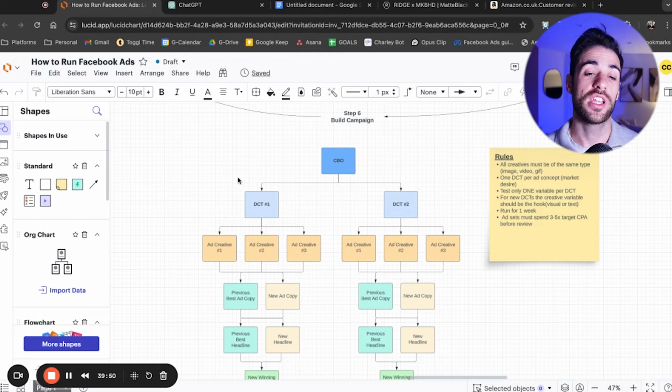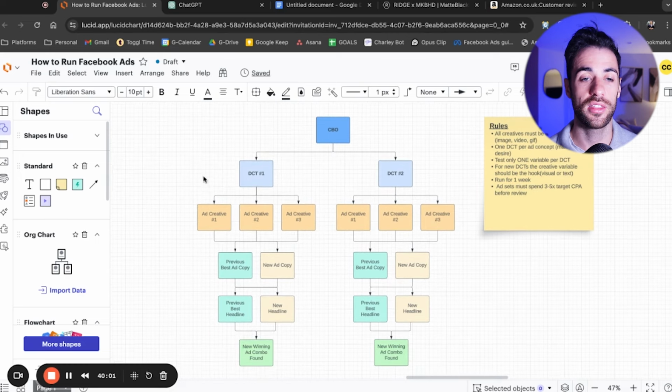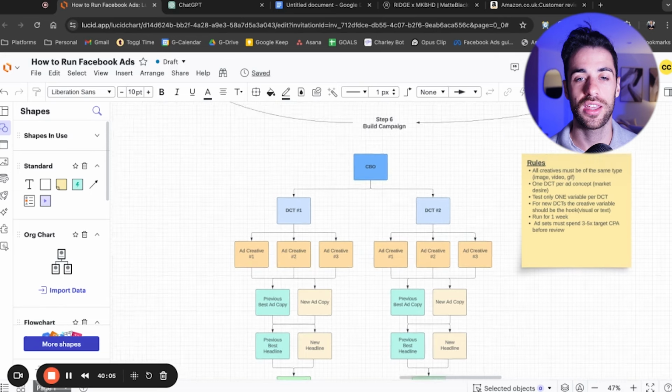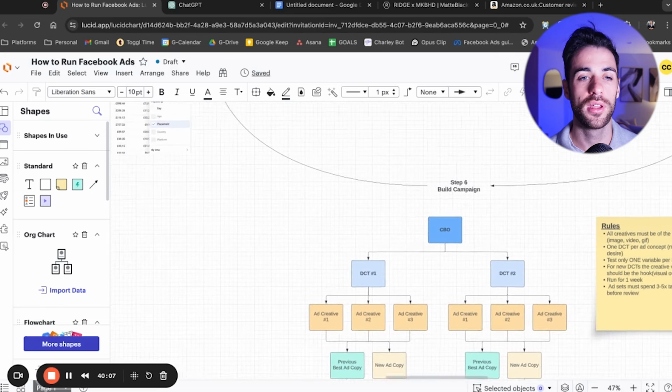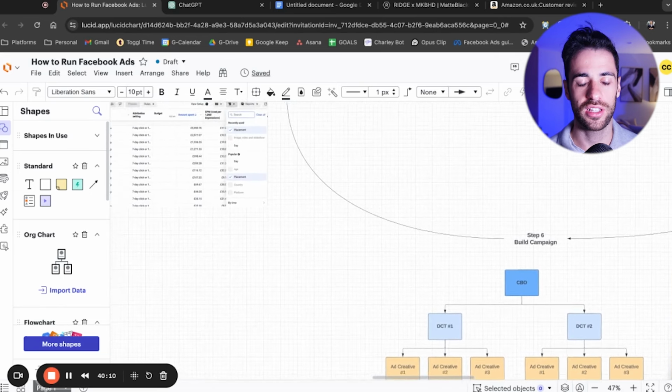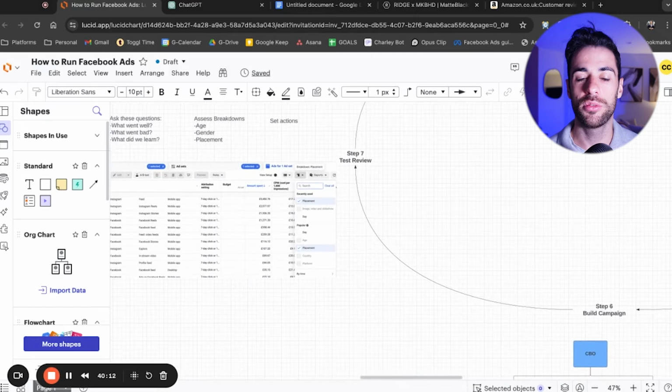What was the other thing I wanted to say about that as well? If it's lasted a week and it's not spent that amount of money, it's probably not going to get spent. There's something in it that the platform's suppressing. So at that point, you can turn it off. It's not spending, right? But don't do it after a day or two, you know? And then you're going to move into step 7.